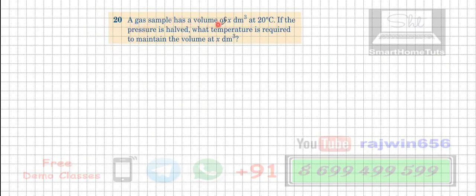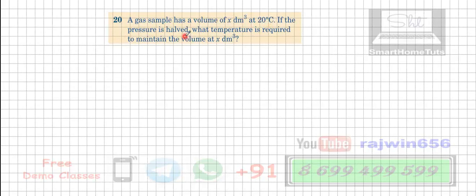Okay, a sample has the volume of x dm³ at 20 degrees Celsius. If the pressure is half, so pressure you make it half, what temperature is required to maintain the volume of x dm³? So volume is remaining constant. Temperature original is given. You have to convert this into Kelvin, add 273.